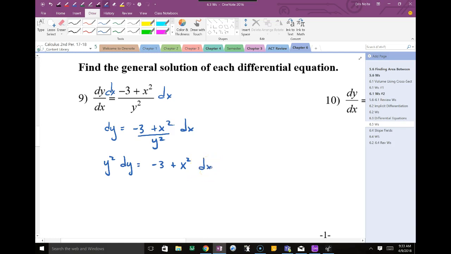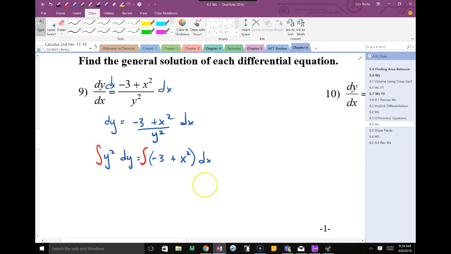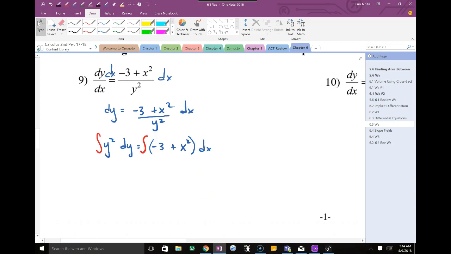Okay, now what do I do? Integrate it. And technically, notation-wise, I should put that quantity that's in front of the dx in parentheses, because when I integrate it, I'm integrating it as a whole piece, like each term individually, but the whole thing is getting integrated.